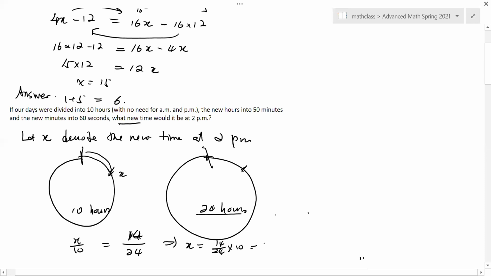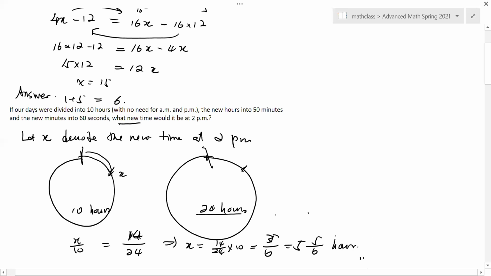Can anybody give an answer here? It's going to be 35 over 6. From here you will get 5 and 5 over 6. So at least it's 5 hours in the new time, and 5 over 6 of an hour.